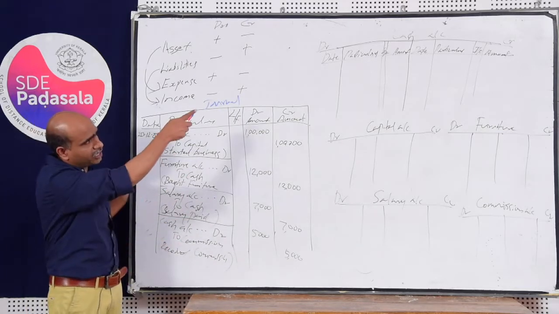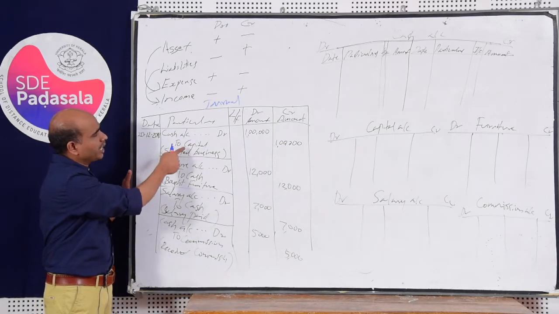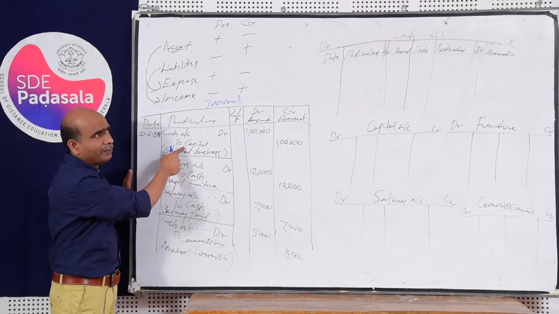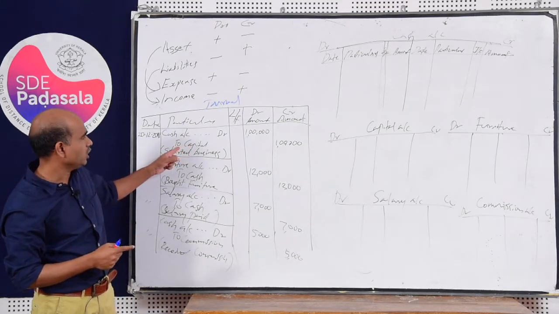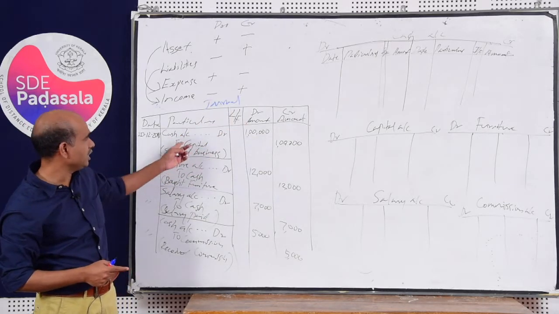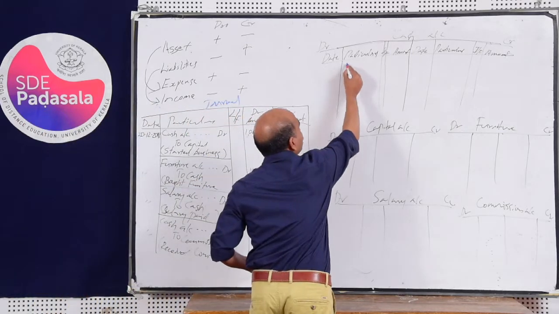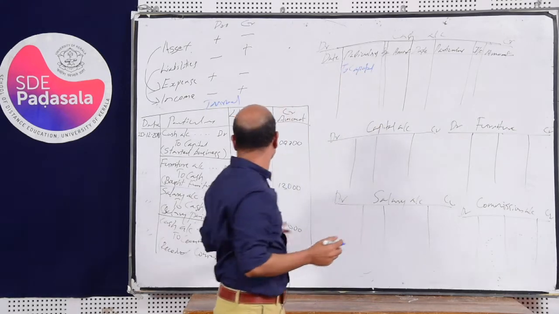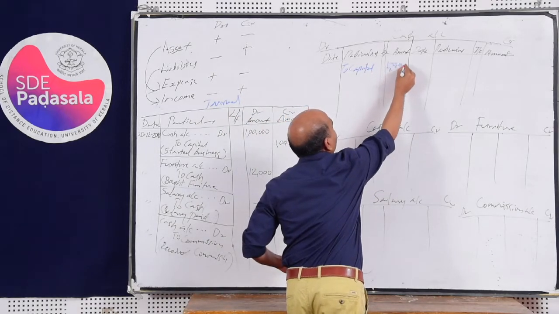The first item is cash account. In cash account, we should write the opposite item. The opposite item in cash account is capital, and the capital starts with the word 'To'. All the 'To' items should be written on the left hand side of a ledger. See, cash, left hand side, to capital. The amount is 1 lakh.